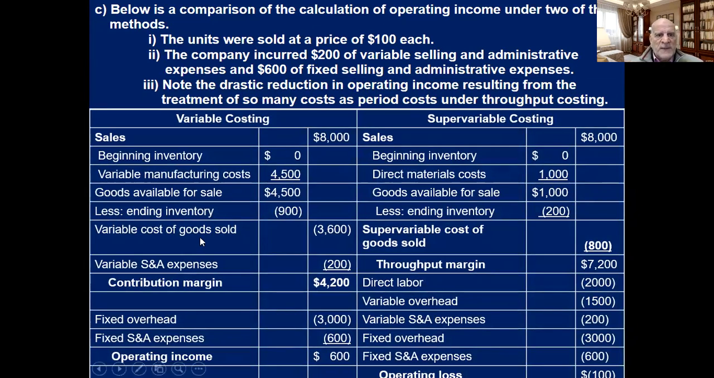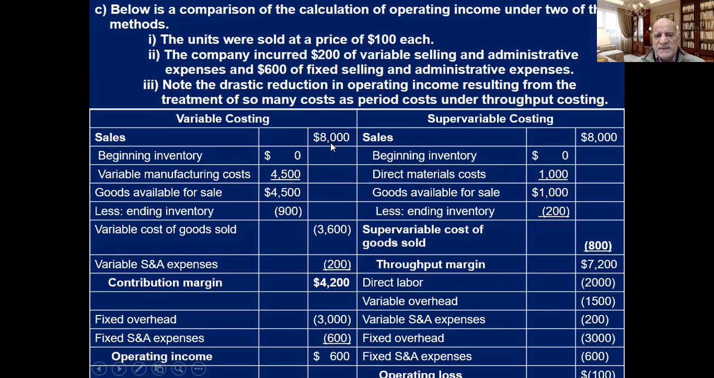So, under the variable costing method, sales are $8,000, which is units sold, 80 units, multiplied by the selling price of 100 per unit. So sales equal $8,000.